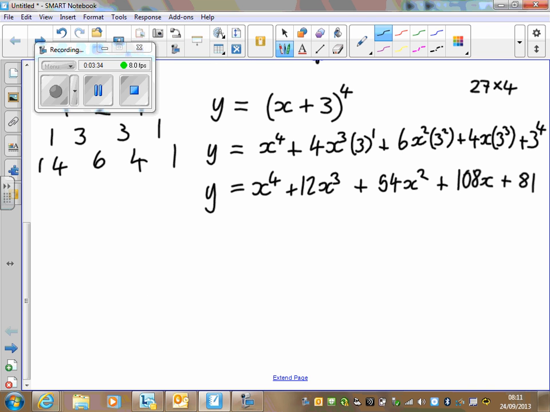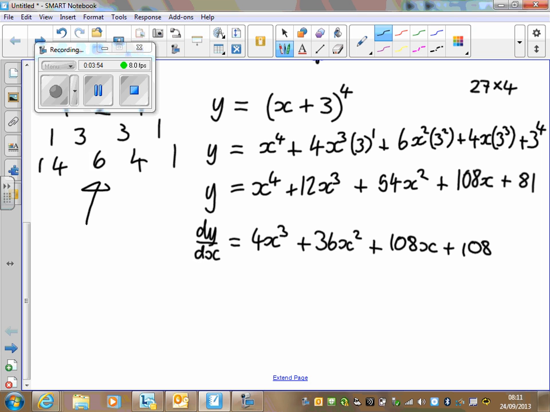So we've used the binomial theorem to expand that out. Now we can differentiate each term by itself. So it'll be 4x cubed plus 36x squared plus 108x plus 108. It's a bit of a nightmare because we have to use the binomial expansion.